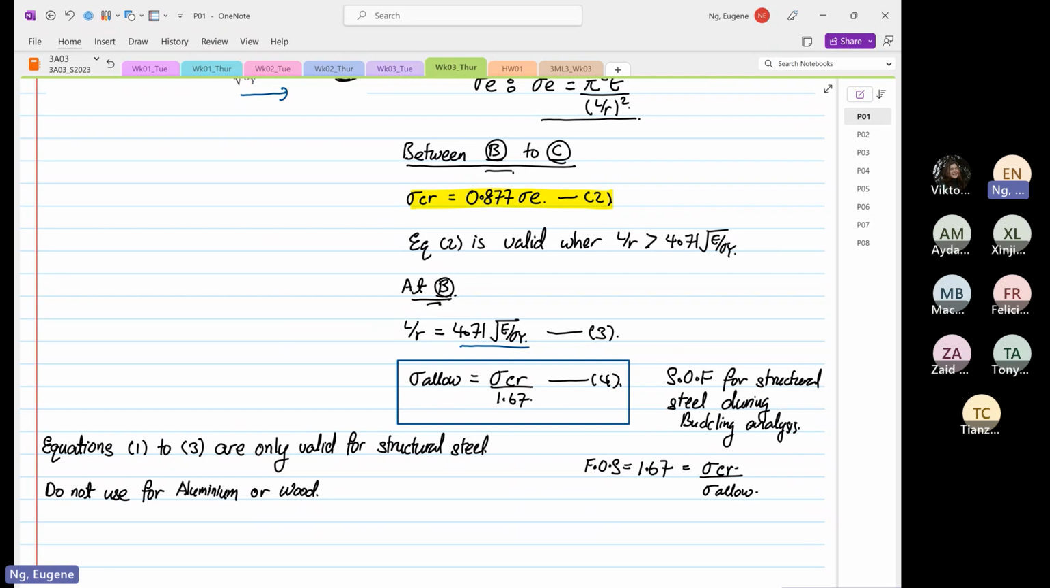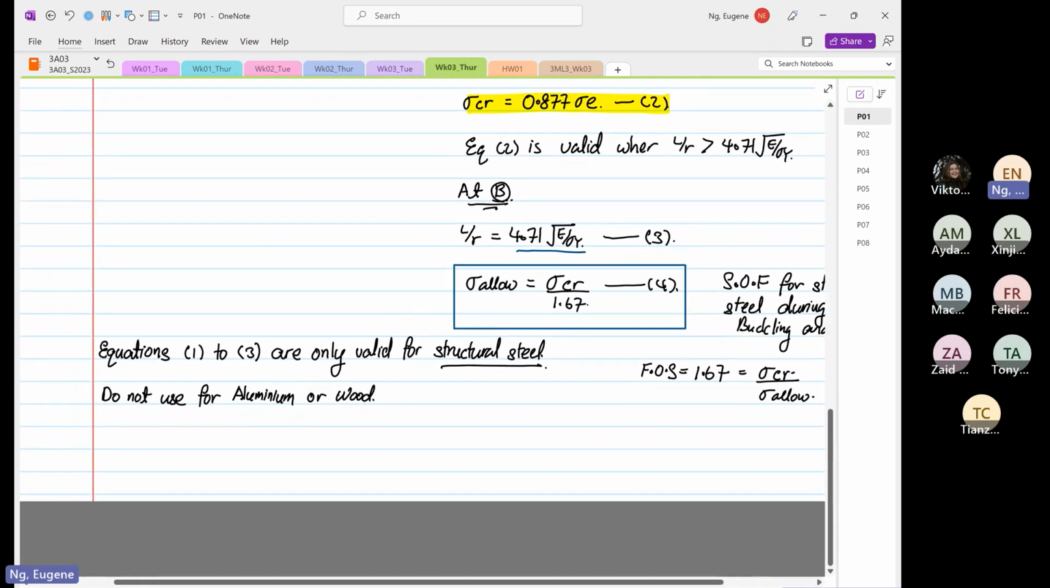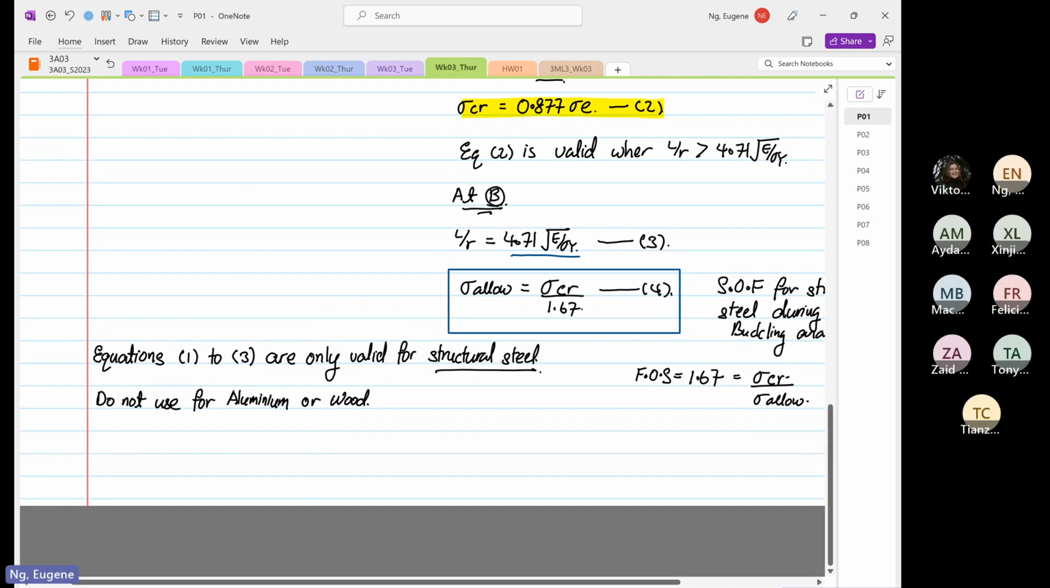As I mentioned in our last lecture, equations 1 to 3 are only valid for structural steel. If you change your material to aluminum or wood, you cannot use this set of equations. You have to use a different set of equations, which you can find in our textbook. But due to time constraints, the process is the same, only the formulas are different. I am going to focus on structural steel.